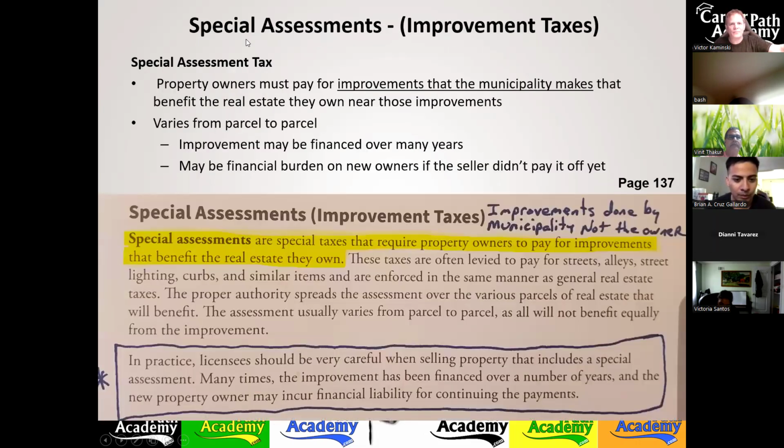Okay, so special assessments. I explained already, this is an improvement tax, but it's not an improvement that the owner pays. So write this next to the title there. It's an improvement done by the municipality, not the owner. This is a tax for improvements done by the municipality, not improvements done by the property owner. A lot of people misinterpret that. If the property owner does improvements and increases the value of their house, that's covered under the ad valorem tax.